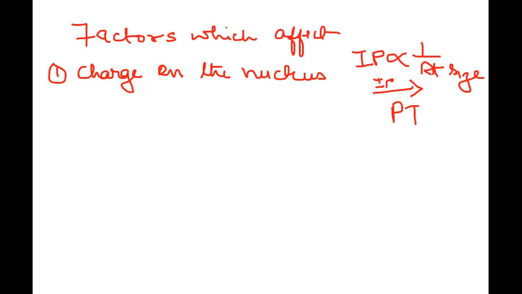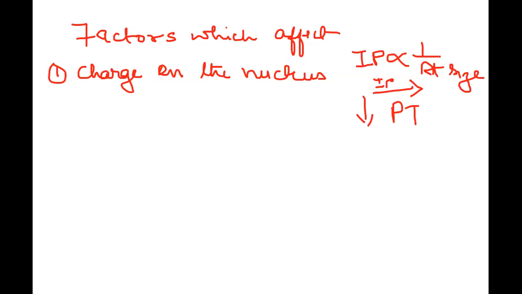When you observe the ionization potential values down the group, though the nuclear charge is also increasing, as we discussed in the last class, the addition of a new shell more than compensates the effect of the nuclear charge. The size increases, and if the size increases, obviously the ionization potential values will decrease. So this is one aspect of studying the charge on the nucleus.